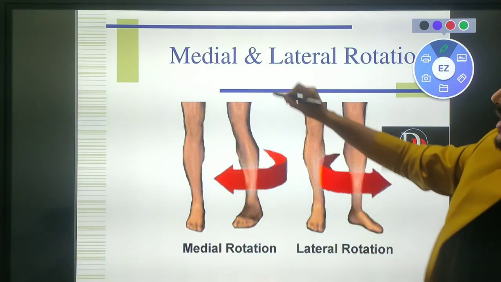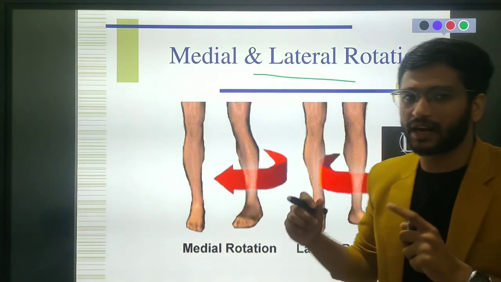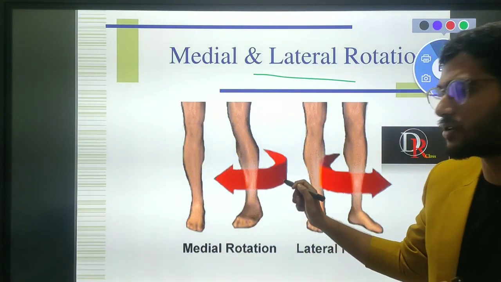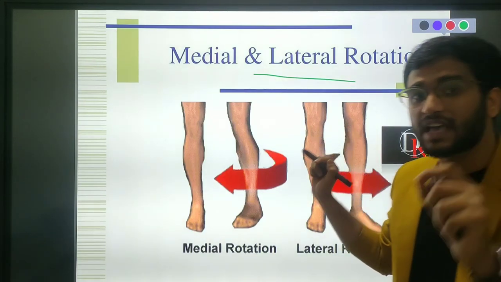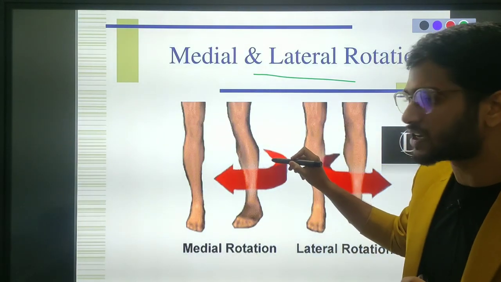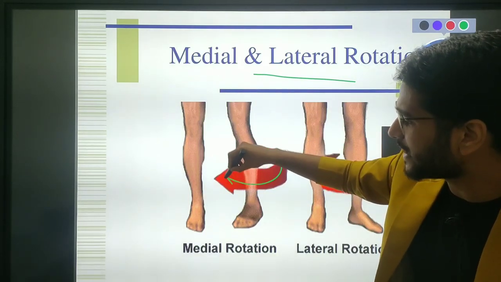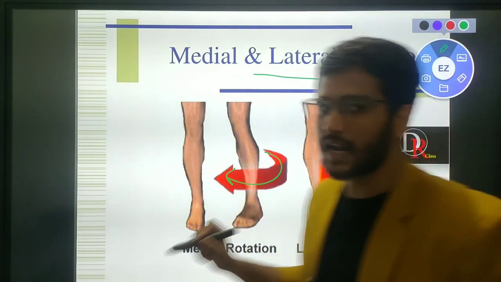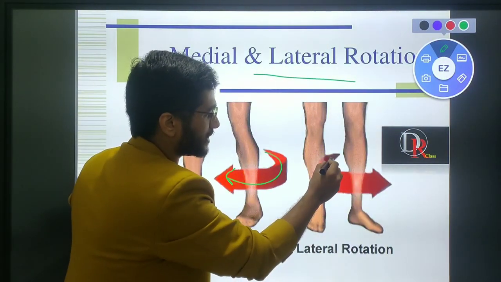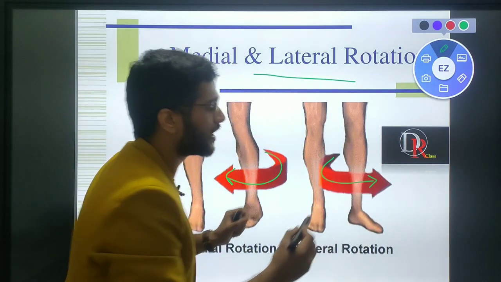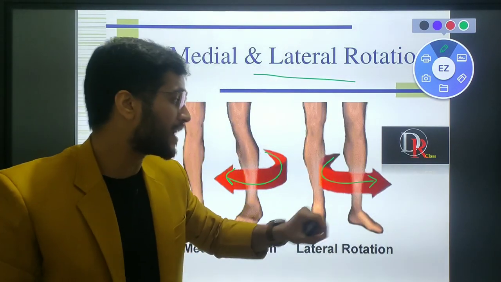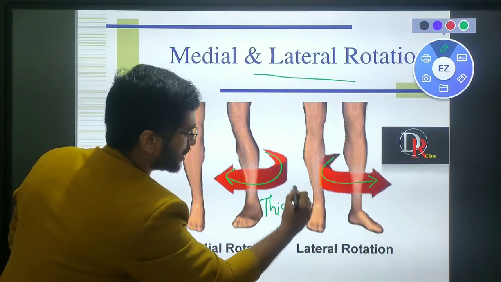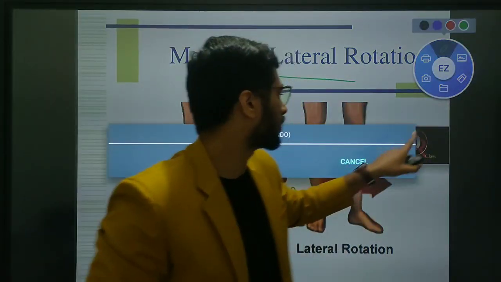Let's look next. Medial and lateral rotation: we are learning the medial and lateral rotation in the case of the shoulder, and this is the medial and lateral rotation in the case of the hip. Without flexion of the knee, if we turn the feet in an inward direction, that movement is known as the medial rotation of the hip or thigh. And without flexing the knee, if we turn the feet outward, that movement is known as the lateral rotation of the thigh. So these are the medial and lateral rotations of the thigh.